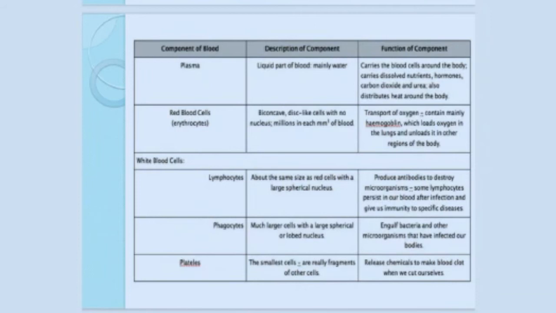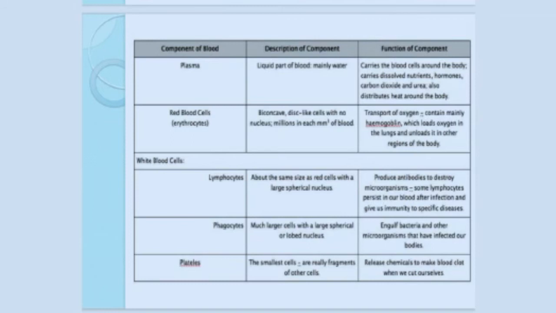White blood cells constitute lymphocytes. These lymphocytes are about the same size as red cells, with a large spherical nucleus. WBCs are an important part of the immune system of our body. They produce antibodies to destroy microorganisms. Some lymphocytes persist in our blood after infection and give us immunity to specific diseases. In previous classes you have studied about immunity.